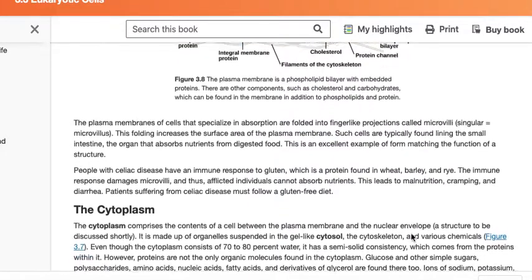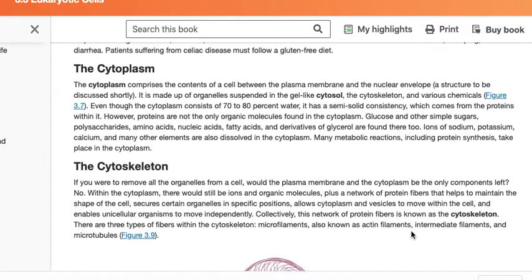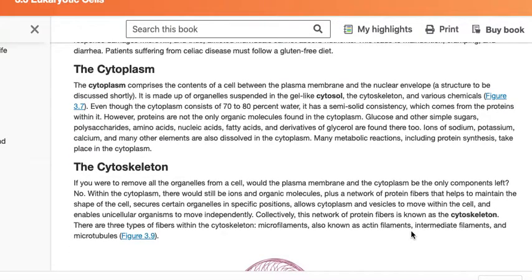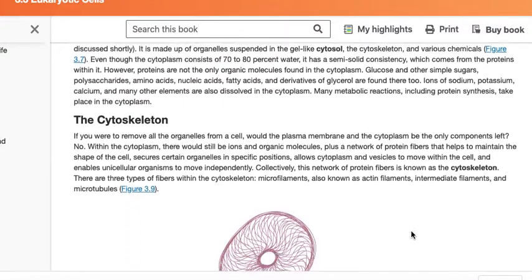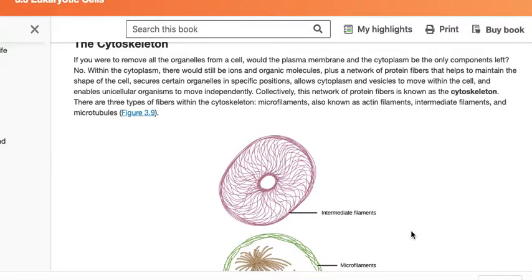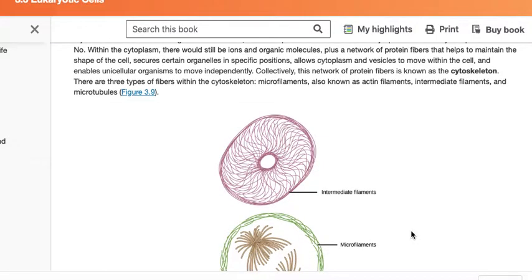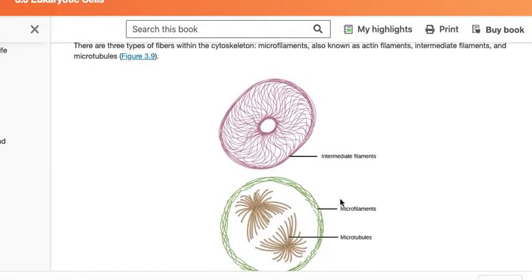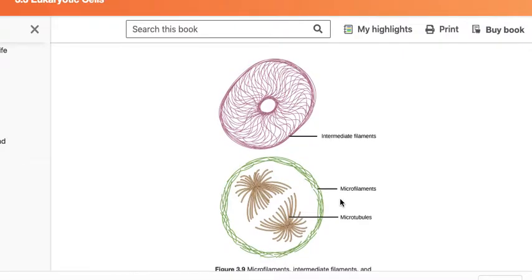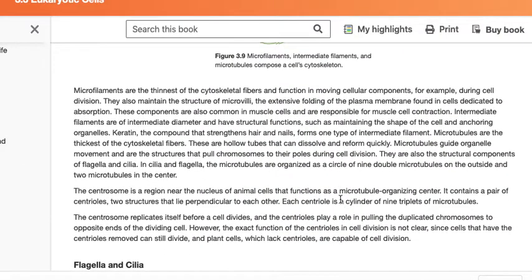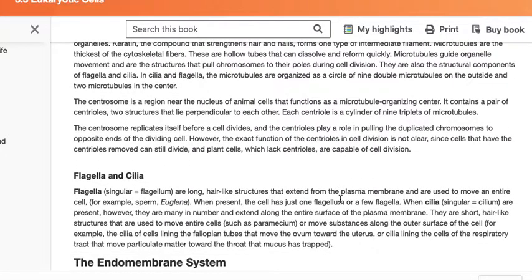Inside of the membrane is what's called the cytoplasm. The cytoplasm is a jelly-like consistency that all the organelles kind of float around in. And then you also have the cytoskeleton, which is made of microfilaments, which are proteins that can make it harder and give it more shape.